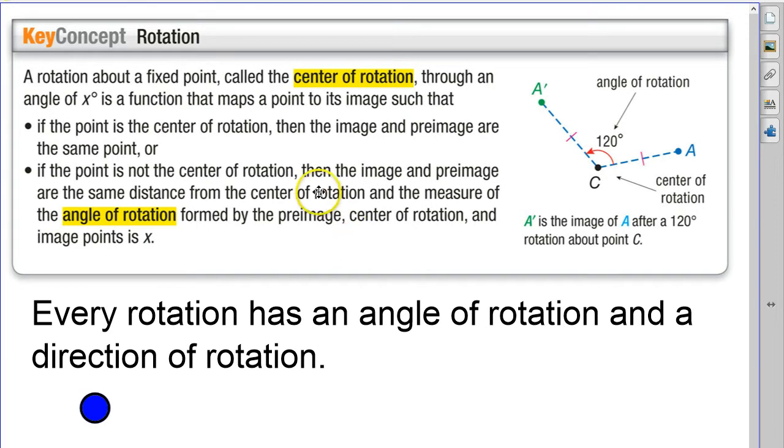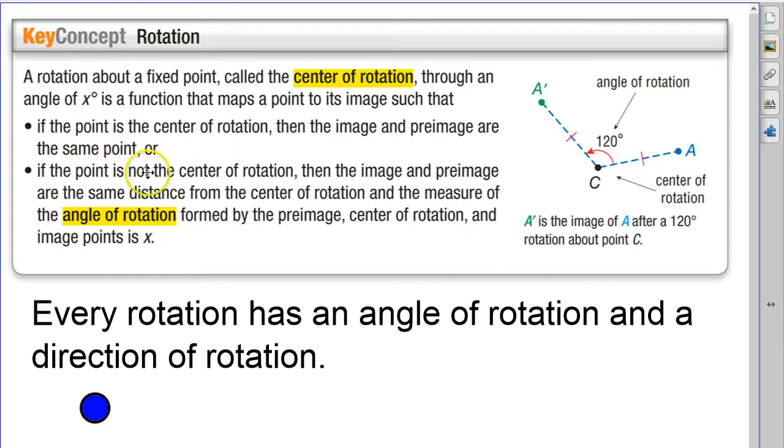Key concept, rotation. Rotation is kind of complicated because there's a lot going on. You first have to have a point called the center of rotation. That's what you're going to rotate about. Then you have to have an angle of rotation that tells you how many degrees you're going to rotate. Whenever you describe a rotation, you have to describe the angle of rotation, the center, and the direction. There are really three parts to a rotation. You've got your center, your angle, and then whether you're going counterclockwise or clockwise. Most of the time when you rotate something, you're going counterclockwise.